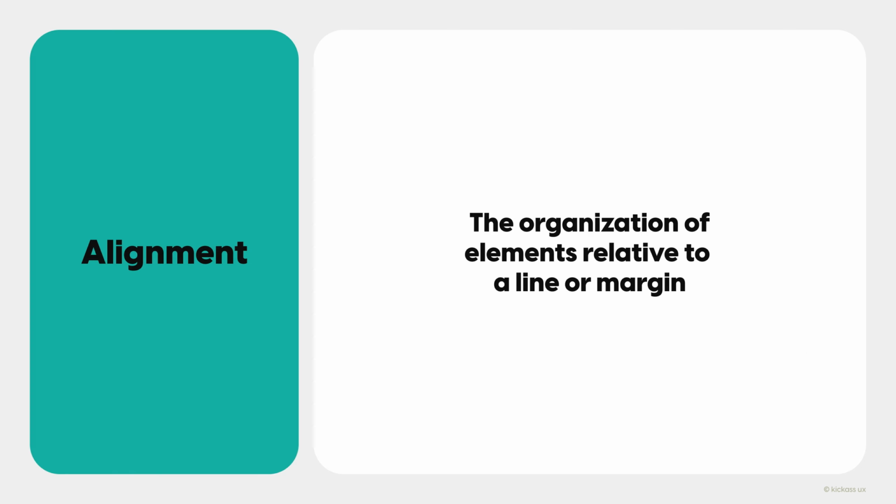Next up in CRAP is alignment. Alignment is all about the organization of elements relative to a line or margin. A design with poor alignment is like walking into a room that's cluttered and hard to navigate.